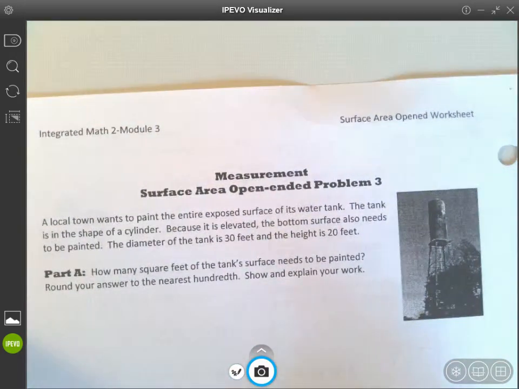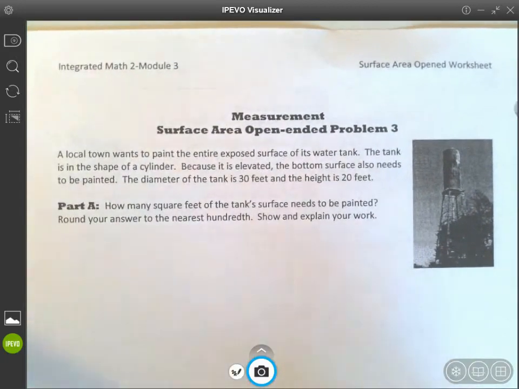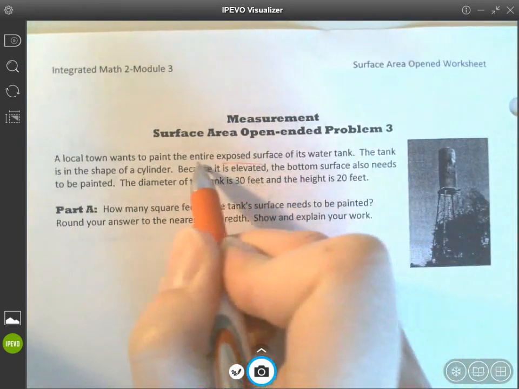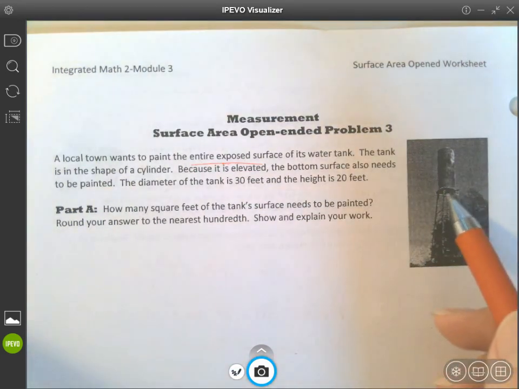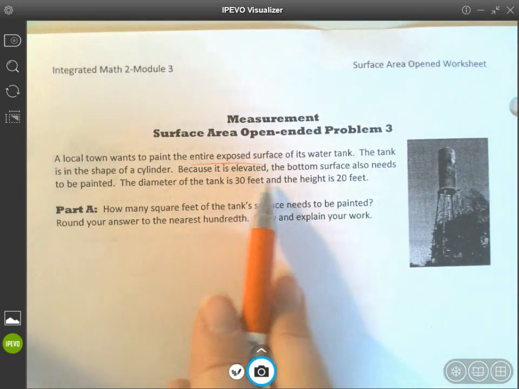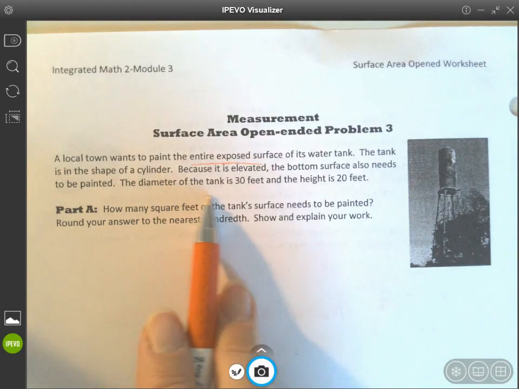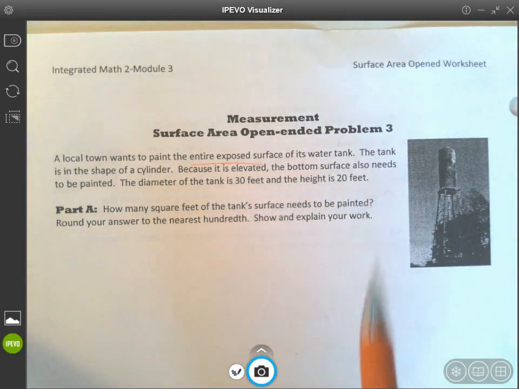Take a second and look at this one. You've got to paint this water tank. Notice it says the entire exposed surface. The tank is the shape of a cylinder. Because it's elevated, the bottom surface also needs to be painted. What's the bottom of a cylinder? It's a circle, yeah. The diameter of the tank is 30 feet and its height is 20 feet.